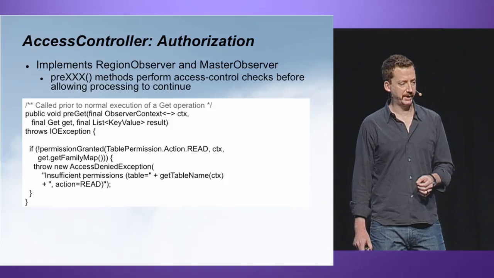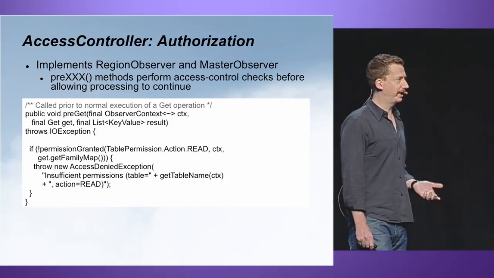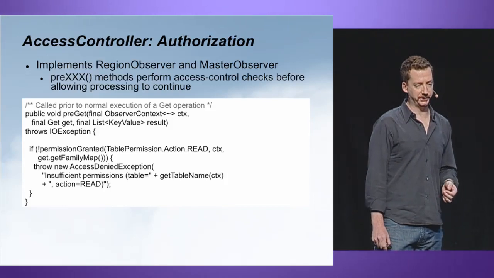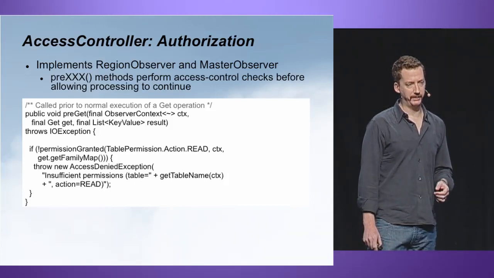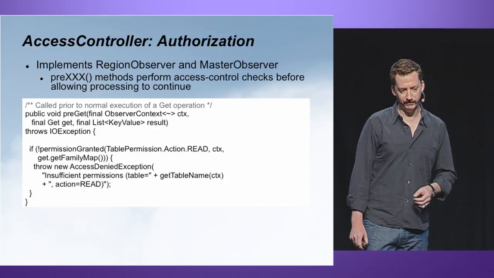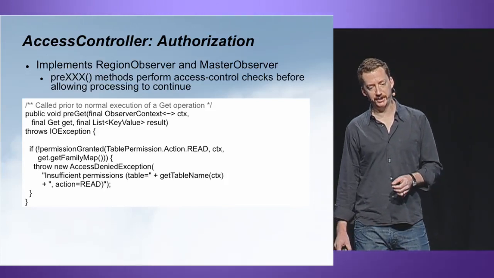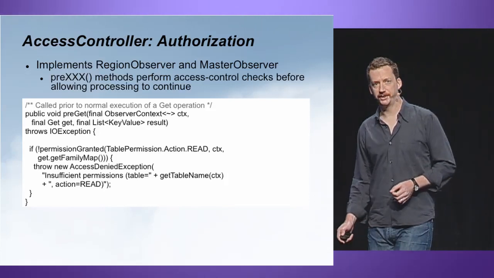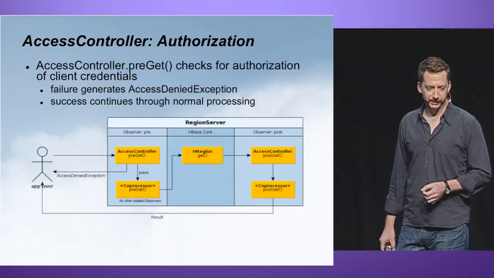So when a GET request comes in, Access Controller checks, does the client making the request have permissions to read the bit of data that it's requesting? If that succeeds, it continues on. If it fails, we short circuit processing and return an exception directly to the client. This is what that looks like.